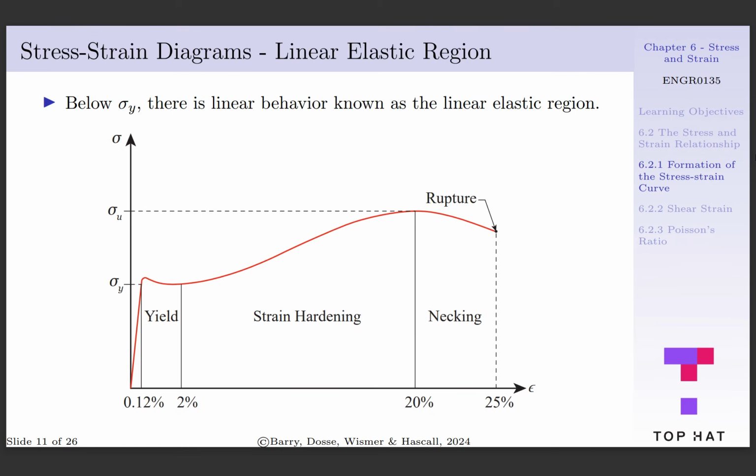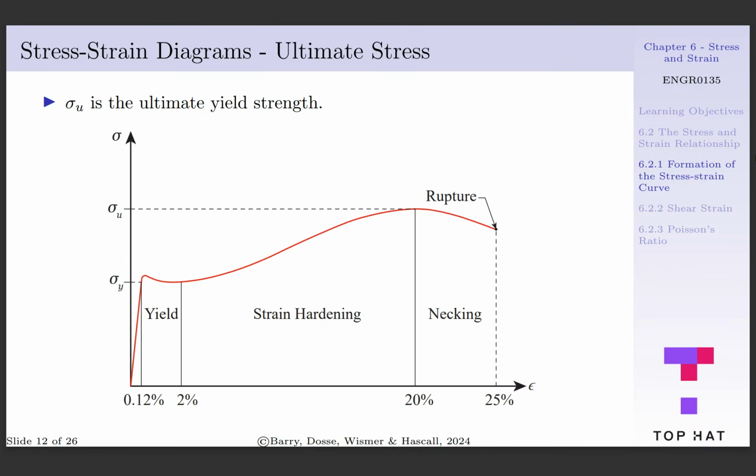Below the yield strength, the material behaves linearly. This region is known as the linear elastic region. Linear meaning that the line behaves linearly, and elastic meaning that the material is behaving elastically. Within this region, we can apply a load and then remove that load, and the material will return to its original size and shape.